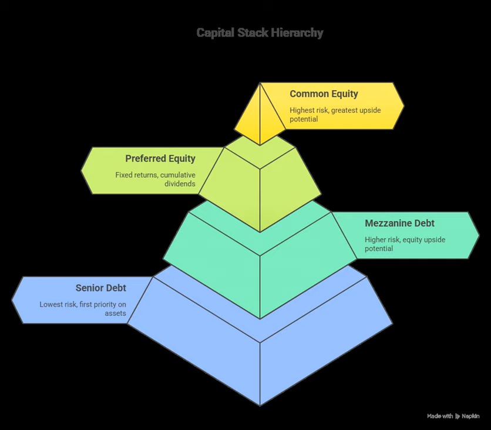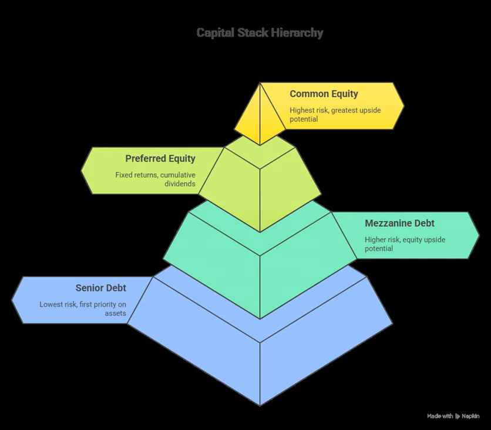From most senior to most junior, these layers typically include: senior debt forms the base of most capital stacks, representing 60 to 75% of the total project cost. This debt carries the lowest risk and lowest returns, typically ranging from 5 to 9% annually. Senior lenders have first priority on both cash flow and asset value, meaning they get paid before anyone else. In the event of default, senior debt holders can foreclose on the property to recover their investment.